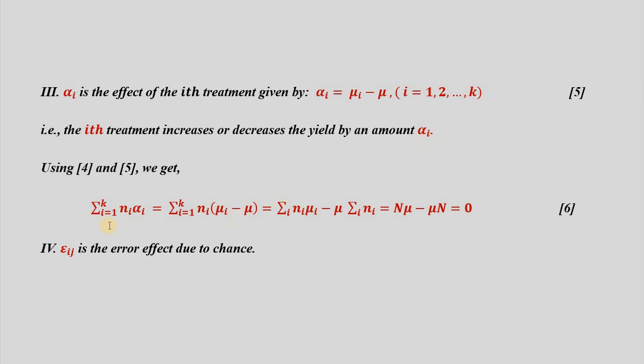Thus, we have summation ni alpha i from 1 to k is equal to summation i from 1 to k ni, and by putting the values of alpha i here, mu i minus mu, which is equal to summation ni mu i minus mu summation ni. So ultimately we have N mu minus mu N, which is equal to 0. Then the fourth condition is that epsilon ij is the error effect due to chance.